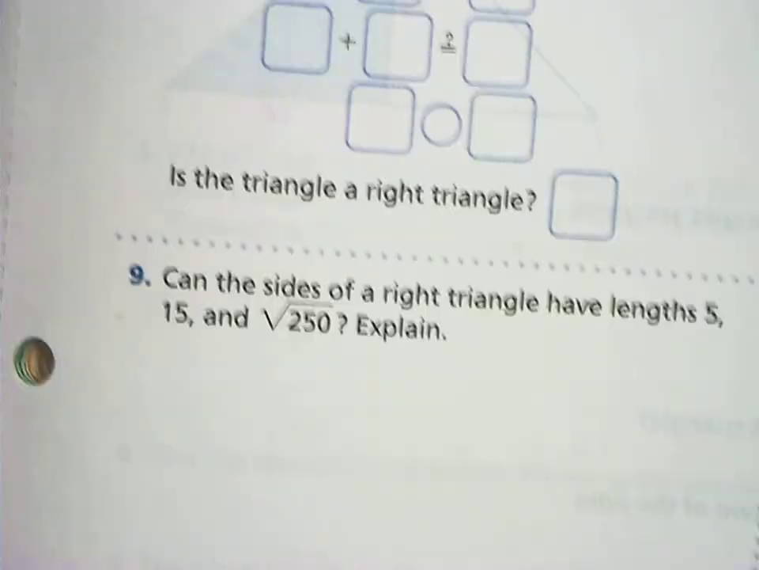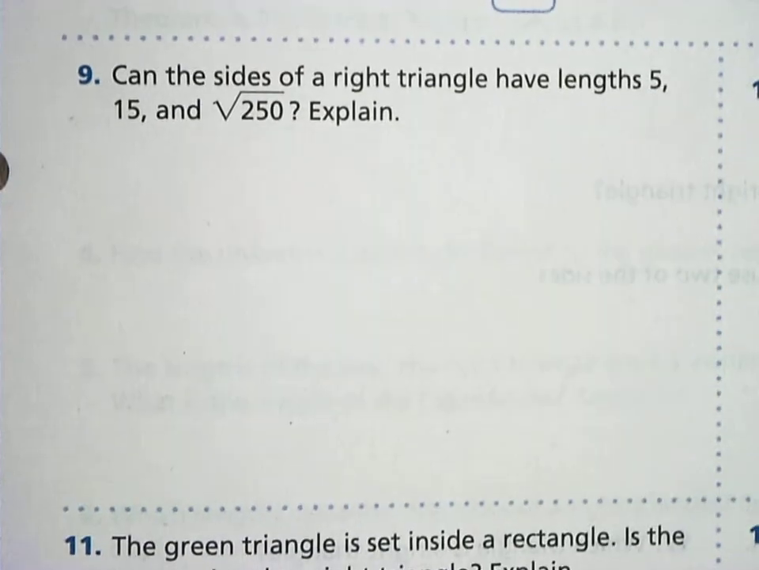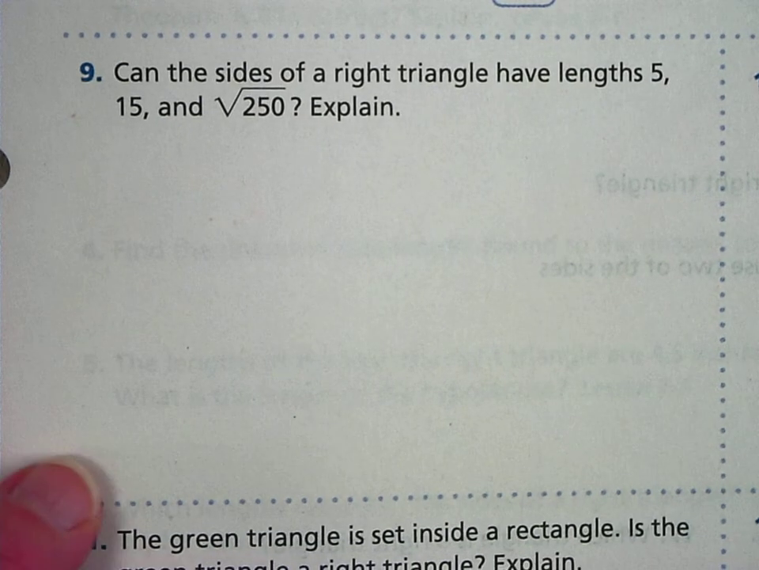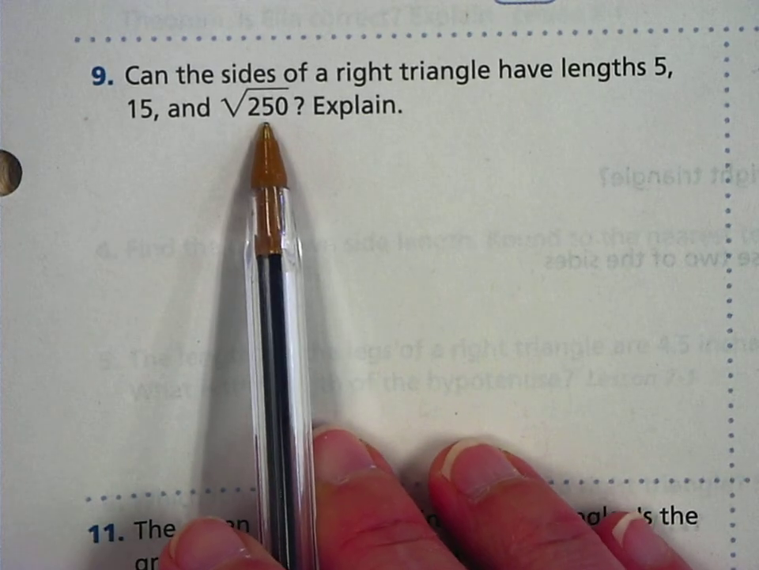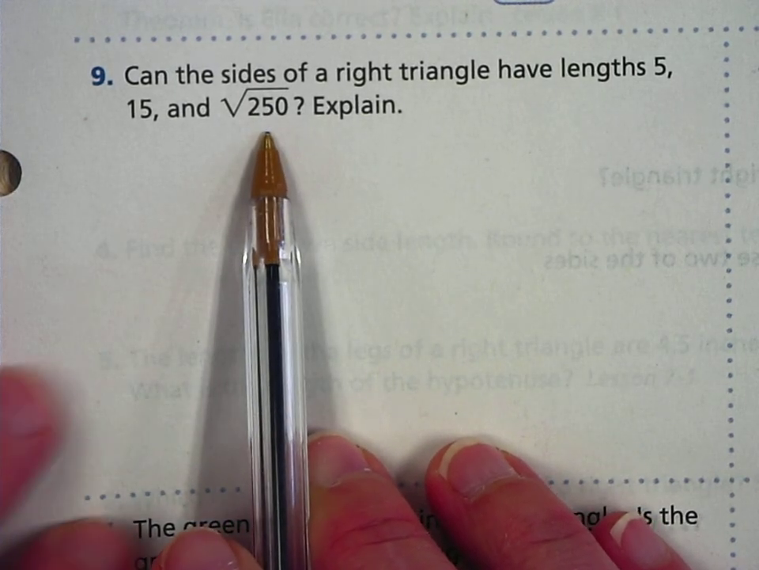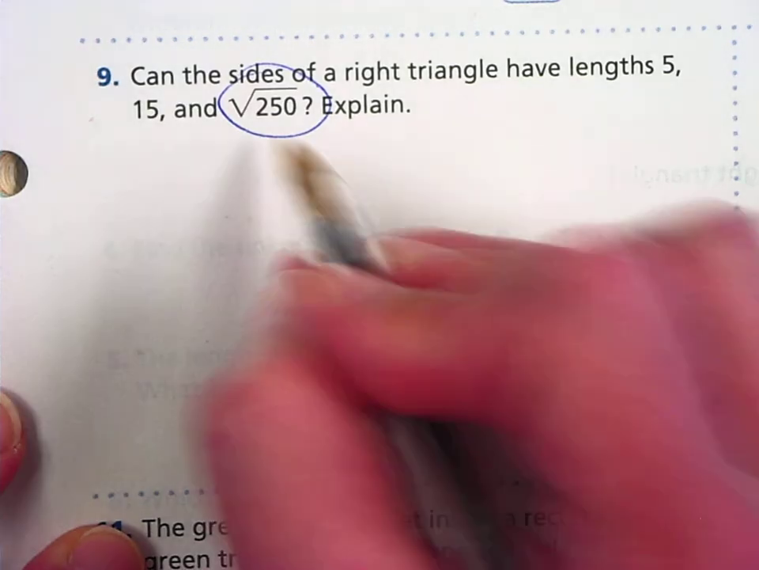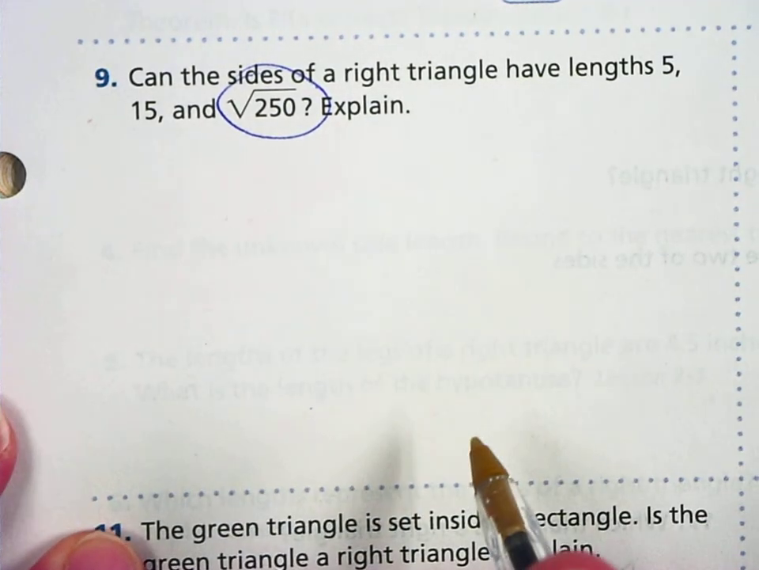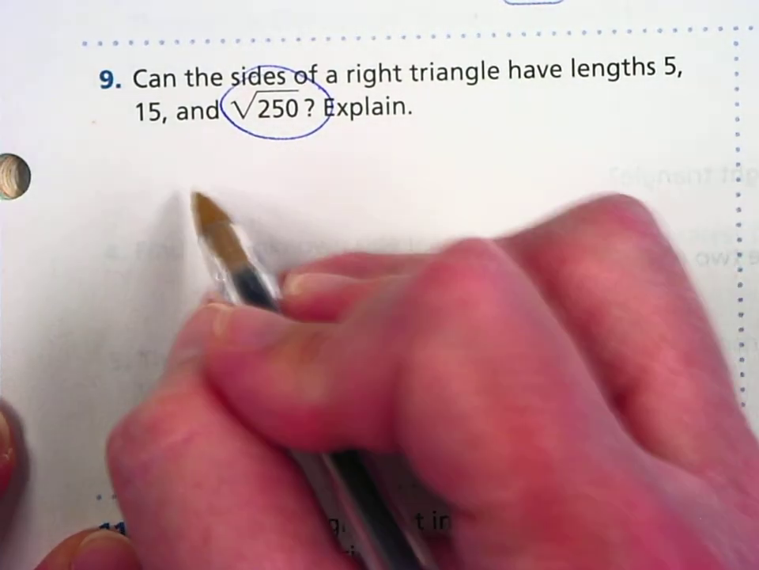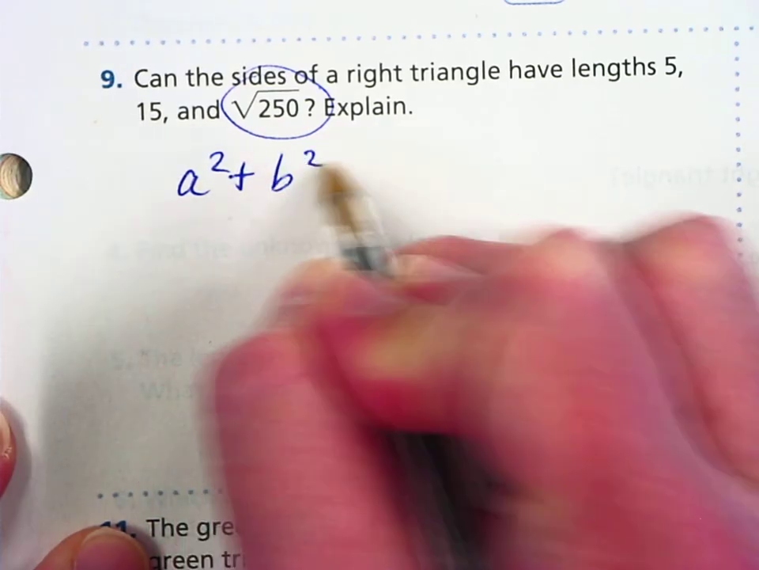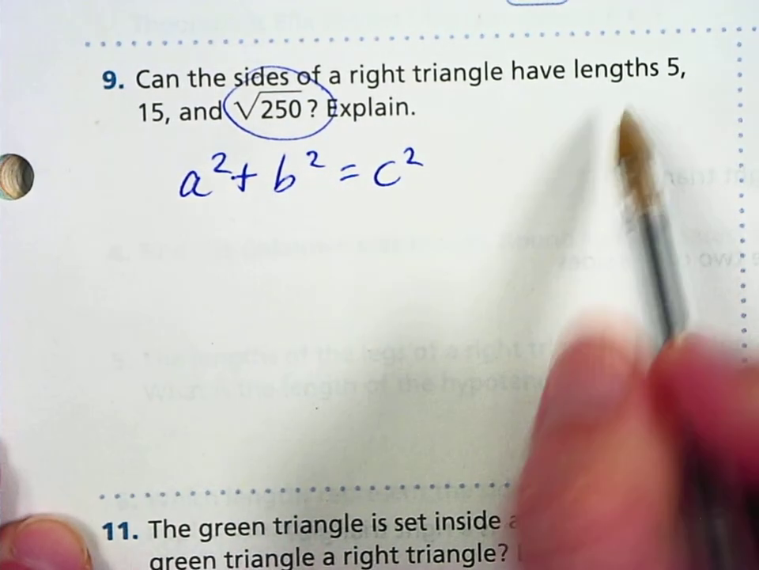Okay, now let's take a look at one like this. Can the sides of a right triangle have lengths 5, 15, and the square root of 250? Okay, so the square root of 250 is about 15.8. So I know that this has to be side c because that's going to be the biggest number out of the three. So let's check it out. Let's plug this into the Pythagorean theorem and see if it works.